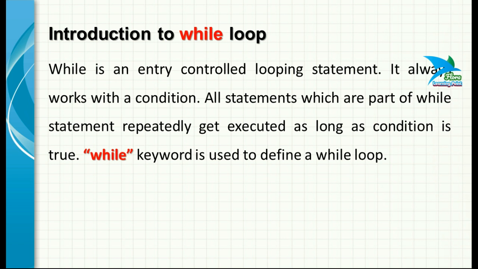That means this loop always checks the condition first before the execution of the loop body. It depends on a condition and always executes if the condition is true, and it stops its execution when the condition turns false. If you want to compare it with a for loop, then a for loop depends on a range. That means we have to specify a start value and an end value, but a while loop depends on a condition.